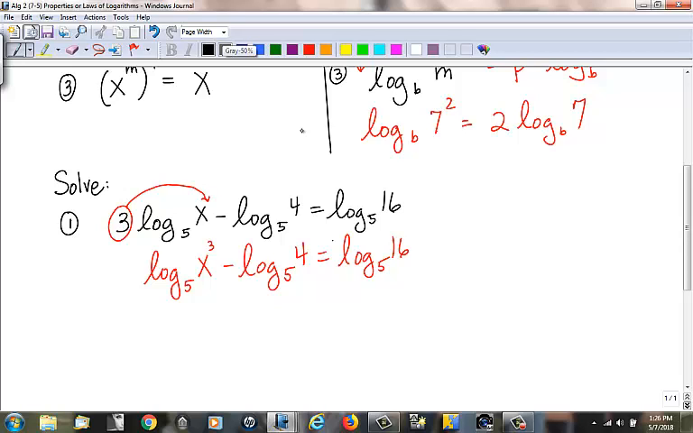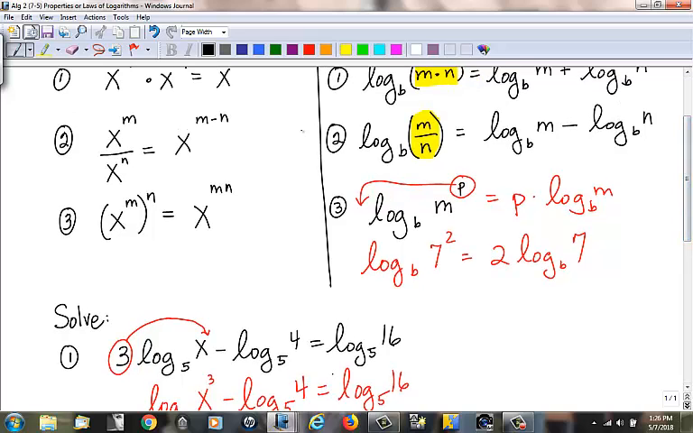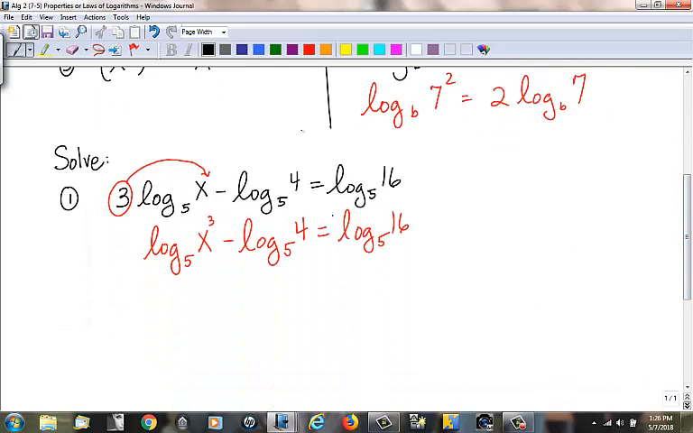Okay, then I'm subtracting the logarithms. So what was I doing with the numbers? Yeah, if you're subtracting the logarithms, then you're dividing the numbers. So it'd be the log of x cubed divided by 4 base 5 equals the log of 16 base 5.